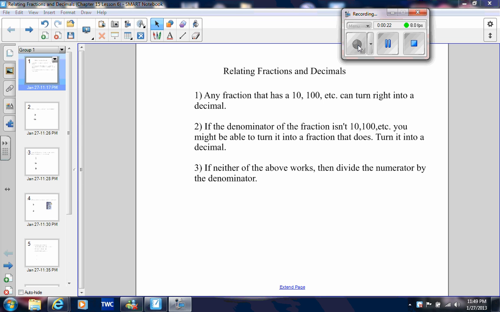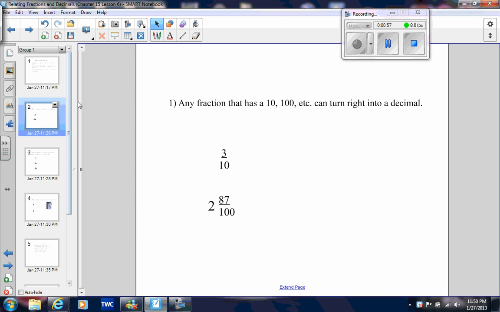All right, so if you look at fractions and decimals, first, any fraction that has a 10 or 100 or 1,000 or anything like that in the denominator can be just turned right into a decimal. If that isn't the case, if you can turn it into something that has a 10 or 100 in the denominator, then go ahead and do that, and then turn it into a decimal. If neither one of those two works, then take the numerator and divide by the denominator. We're going to go through direct things on all three of those, so just some examples.